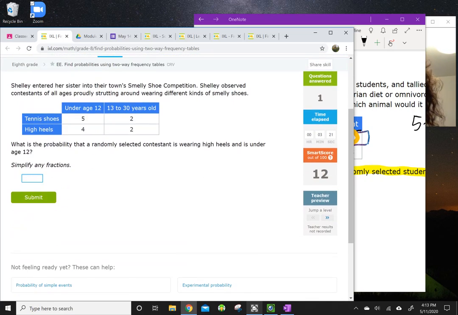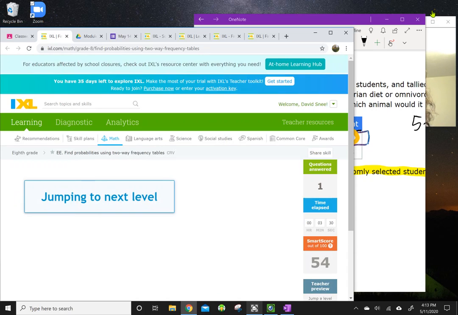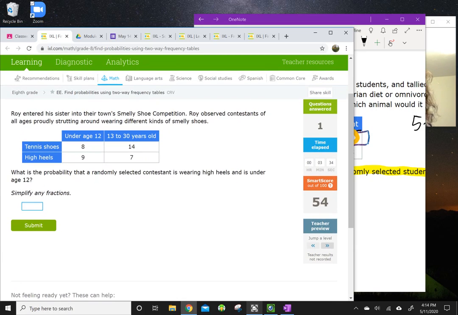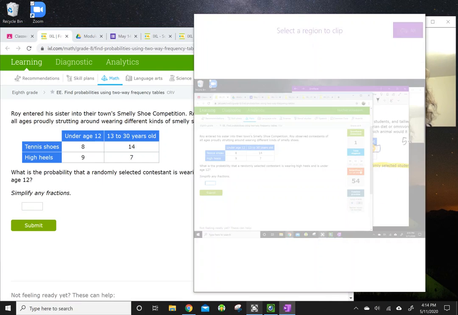Okay, and that's all we're doing here, is we're finding the probability of things, the chances of things, or the odds of things. And it does say simplify any fractions. So make sure that you're reducing any of these fractions. Okay, I'm going to take another snapshot. We're going to work another problem out together here.